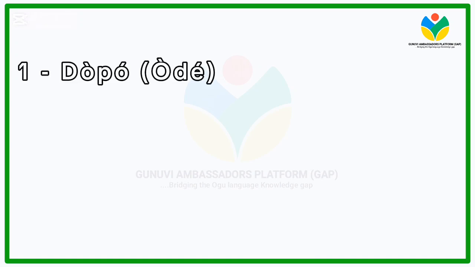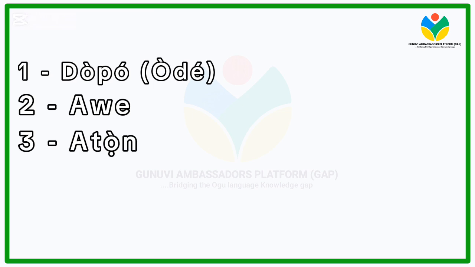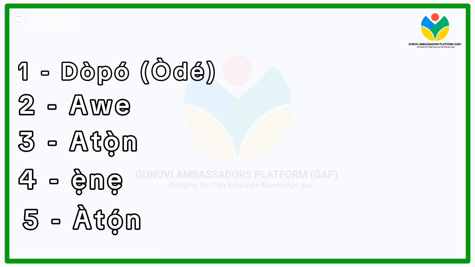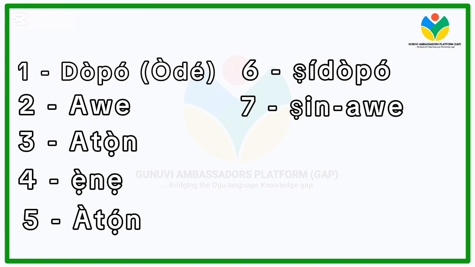1 in Ogu language is called Dòpò or Ode. 2 is called Awe. 3 is called Atan. Listen to it very well. Atan. 4 is called Ene. 5 is called Atan. 6 is called Ṣídòpó. 7 is called Ṣinawe.